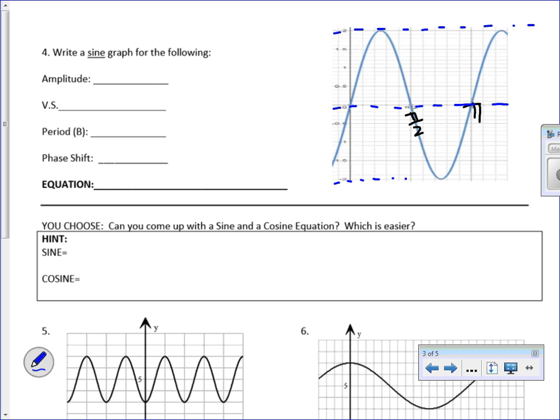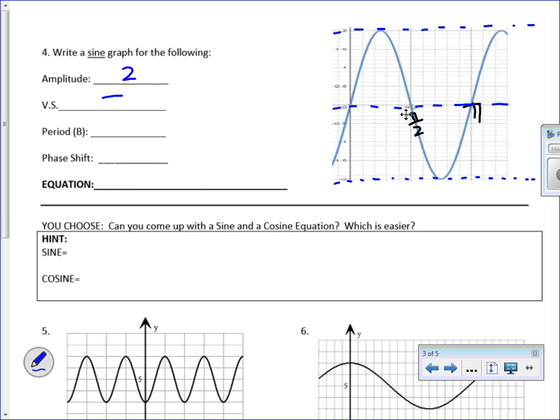That's right. Okay, so your amplitude here, be careful because your y-axis is counting by a half. So how far did you go from the middle to the top? 2, so that's your amplitude. Your vertical shift is going to be nothing.